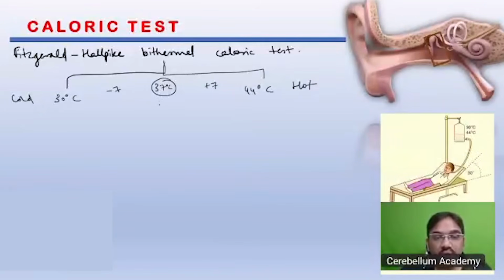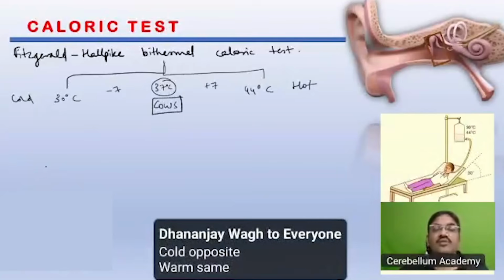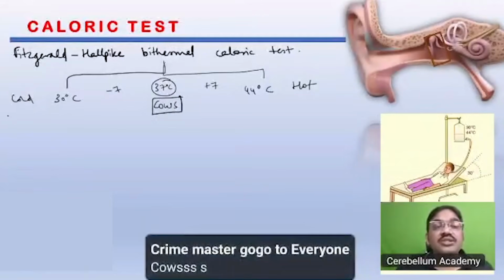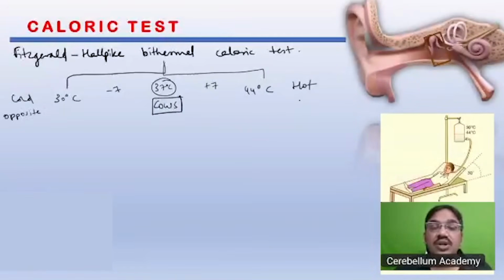Okay. You have to remember a mnemonic called as COWS here. Very important. This is mnemonic based. Whenever you instill cold water, opposite nystagmus will occur. Whenever you instill hot water, same side nystagmus will occur.